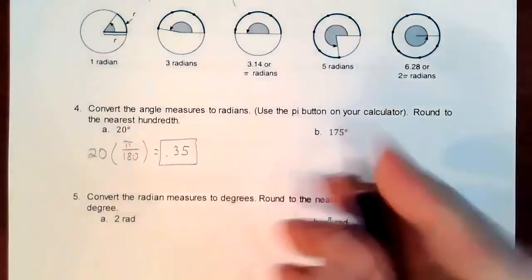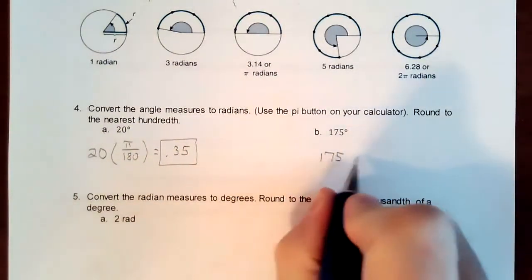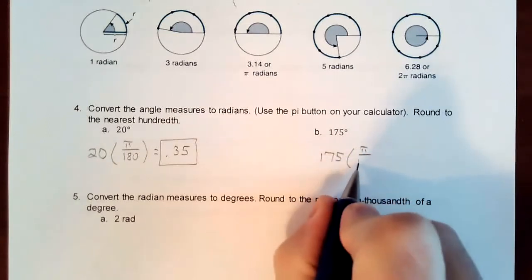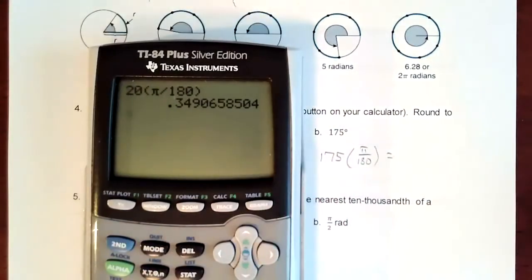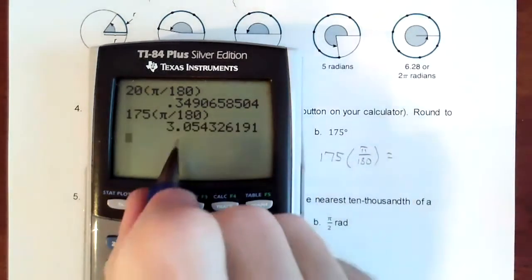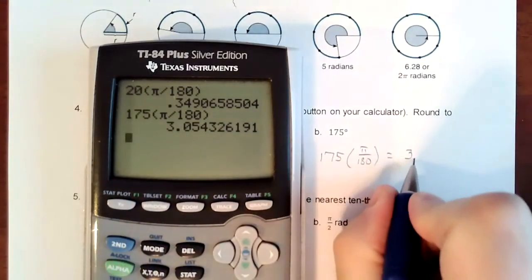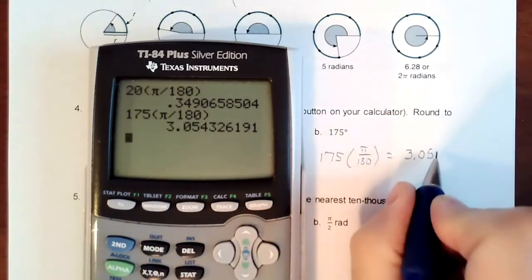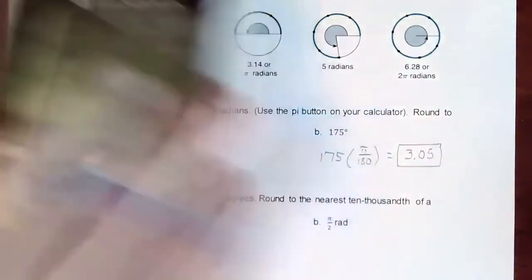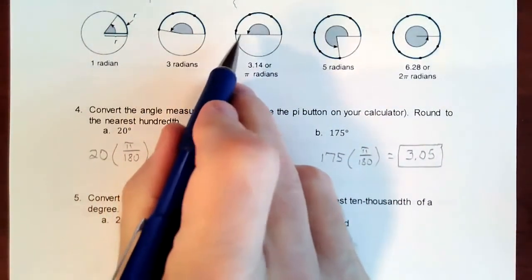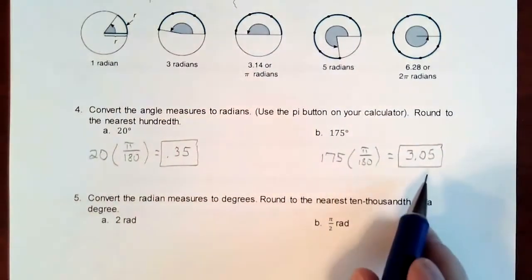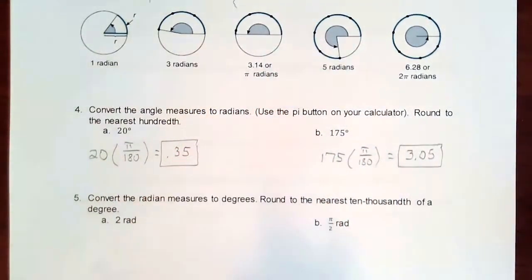All right, take 175, multiply in pi, divide out 180 degrees. So if we throw that in the calculator, we're looking at 175 times pi divided by 180. So we get 3.0. All right, which again, hopefully makes some sense that 175 degrees is almost 180 degrees. So that value is almost 3.14.